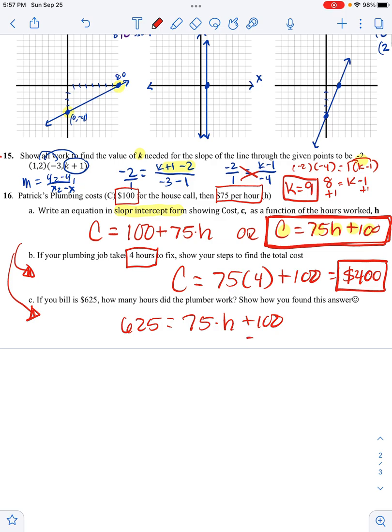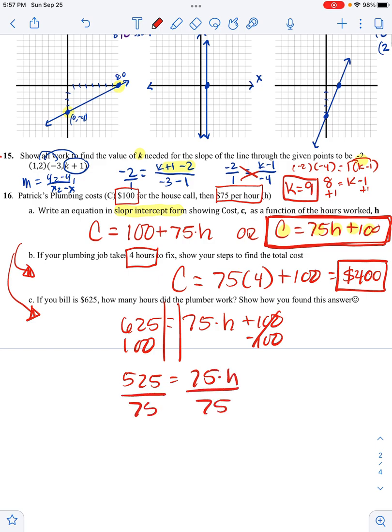Okay, so we're just solving like regular. Take away $100 from both sides. So now 525 equals 75 times h. So I'm going to divide the 525 by the 75. And it's telling me that that is going to be 7 hours of work. That is one clogged toilet for 7 hours. Okay, so hopefully that helps.